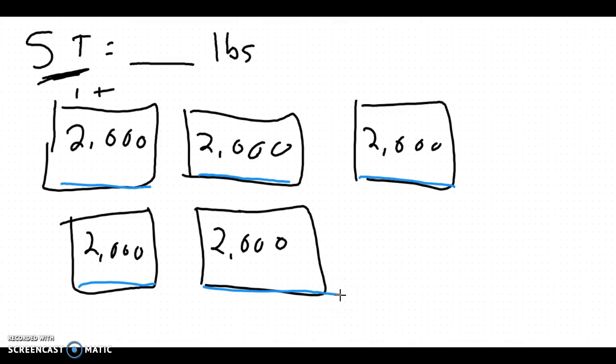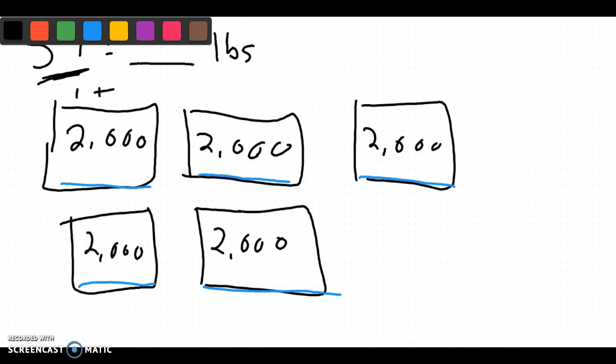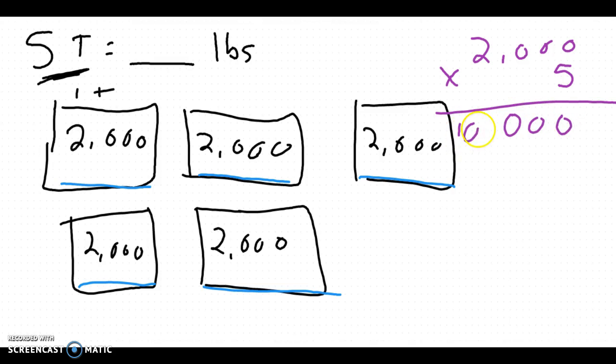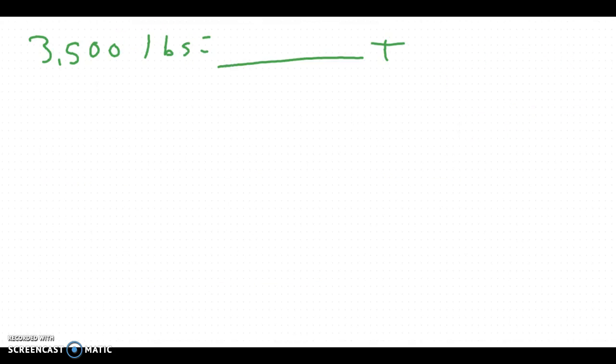I need to find out how many pounds I have all together. So I'm going to take my 2,000 pounds and I'm going to multiply it by 5. 5 times 0, 5 times 2 is 10. So 5 tons is the same as 10,000 pounds. All right, let's look at an example that does the opposite. It goes from pounds to tons. This example says 3,500 pounds is blank tons.